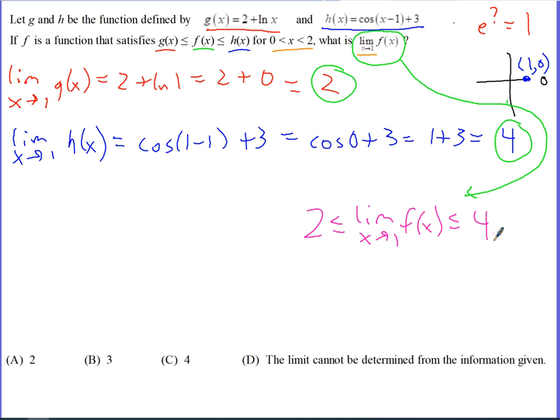So you might think, oh, well, that means the answer is 3. Well, it could be 3, or it could be 2, or it could be 4. Actually, it could be any of these 3, because it could equal, because remember, it's less than or equal to, so it could be any of those. And because it asks what is the limit, here you'd say, well, you don't know for sure. You just know it's somewhere between 2 and 4, so you cannot determine it exactly. So the answer here would be D.